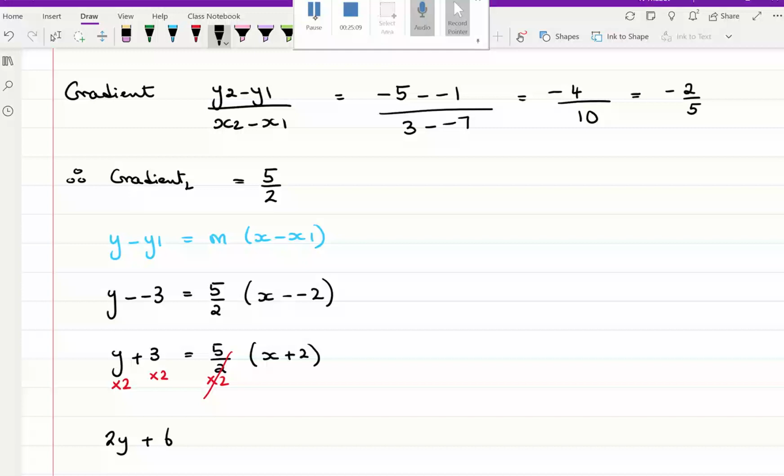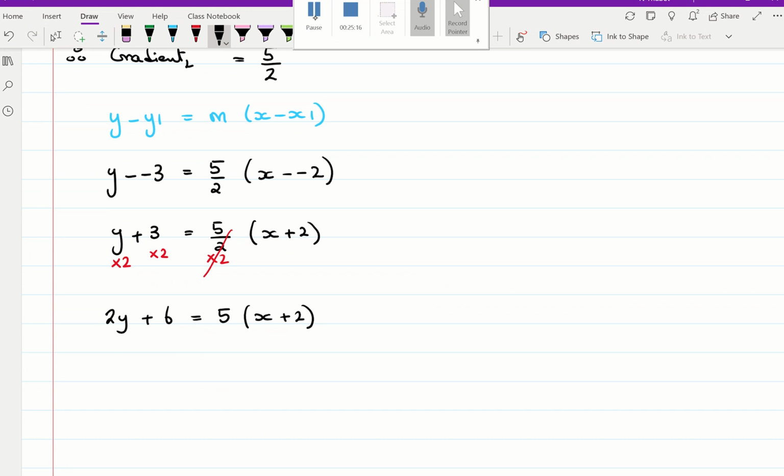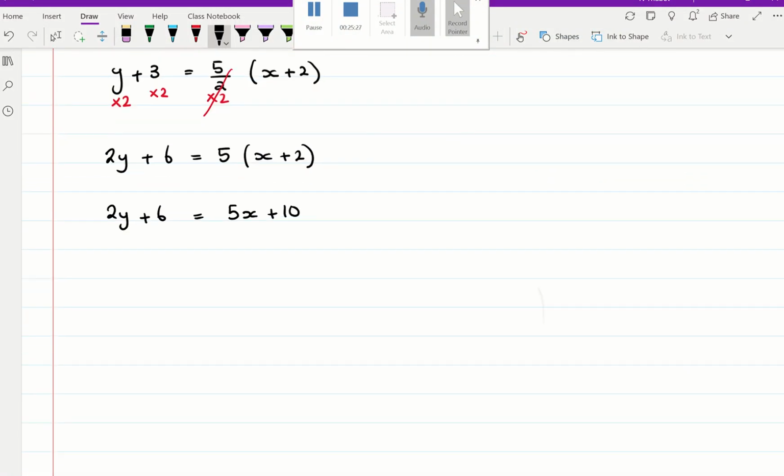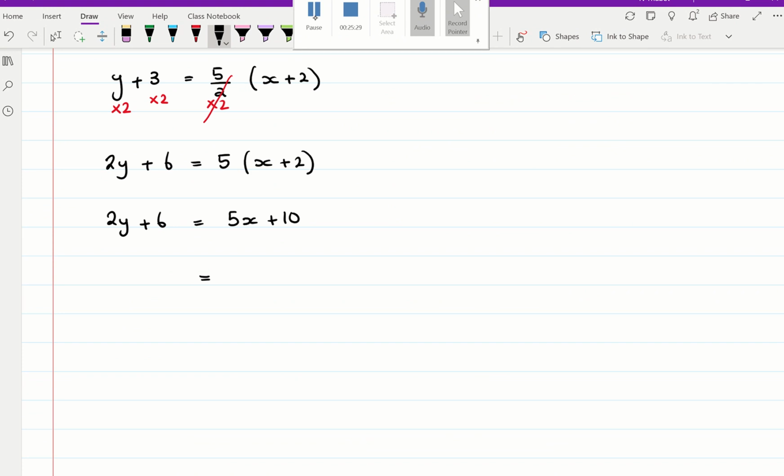2y plus 6 equals 5x plus 2. Going to multiply the bracket by 5, so this is 5x plus 10, and this is 2y plus 6. I can't remember, they want it in a particular way. No, they did not. So, okay, equals to 0, 5x minus 2y. I'm going to subtract 6, so 10 take away 6 is a positive 4. And that's the equation of line L.